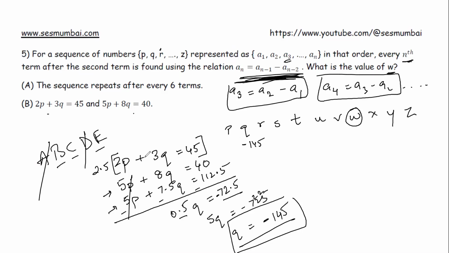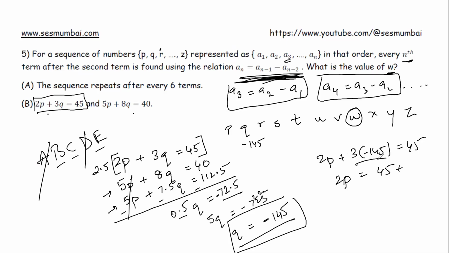And using this, we can find the P value, right? So we substitute Q in here. So 2P plus 3 times negative 145 is equal to 45, right? So 2P is equal to 45 plus whatever this is. So that is 420, 435, correct? I'm sorry, my bad.